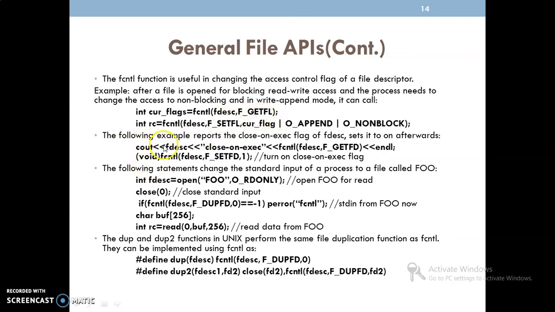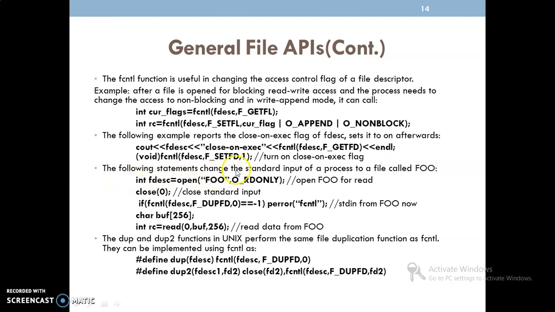And similarly, with respect to the close-on-exec flag, we have this one, the file descriptor close-on-exec flag. So we are retrieving the current status by using F_GETFD. Similarly, we can set it by using F_SETFD. Already I told you, if we mention 1, that indicates we are setting the flags, nothing but O_APPEND and O_NONBLOCK. If I take 0, that means we are clearing the corresponding control flags.